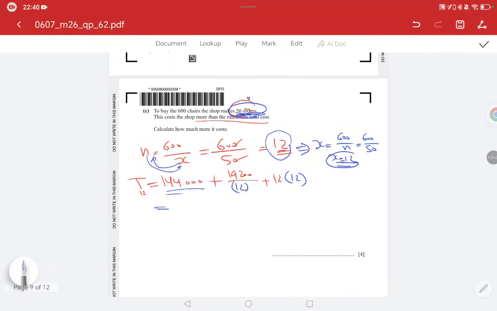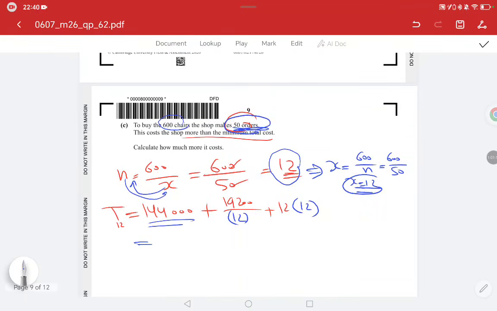So let's find the cost when x equals 12. They will make 50 orders and each order is 12 chairs. This is what they said. Again, if you have 600 chairs and you have 50 orders, how many chairs per order? It should be 600 over n, 50, and this gives 12.